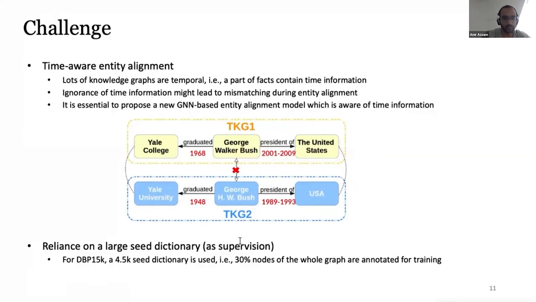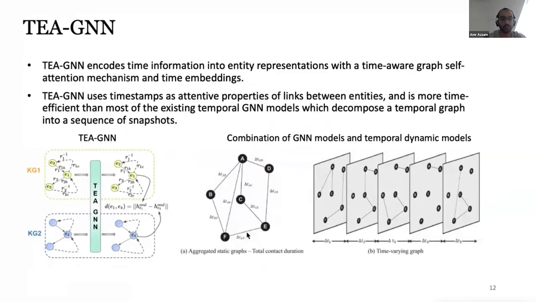Another challenge is that the existing entity alignment approaches rely on a large number of alignment seeds as supervision, which is very costly. To deal with time-aware entity alignment, a very recent work, TGNN, encodes time information into entity representations with a time-aware graph self-attention mechanism and time embeddings. TGNN uses time steps as attentive properties of links between entities and is more time efficient than most of the existing temporal GNN models, which decompose a temporal graph into a sequence of snapshots.